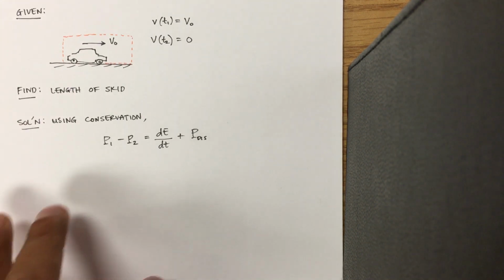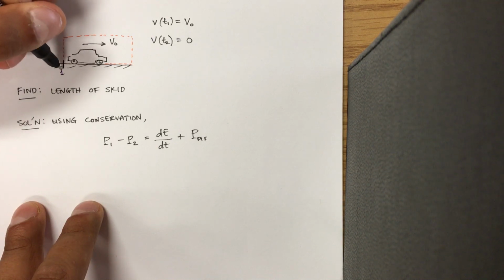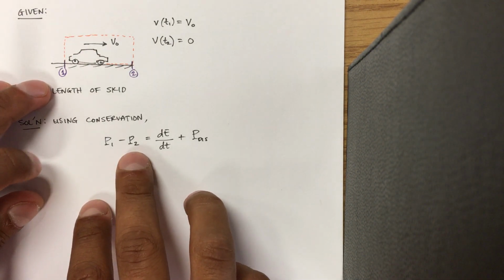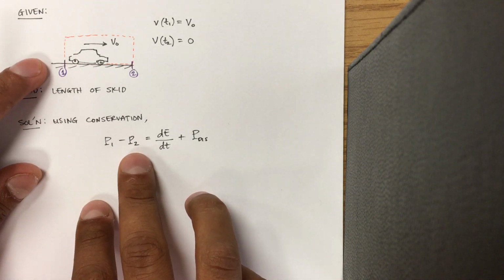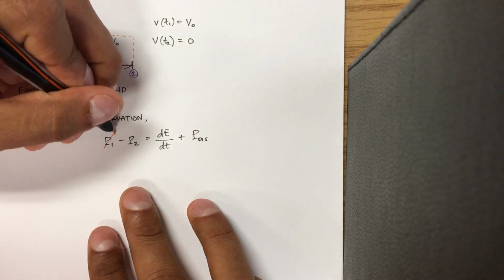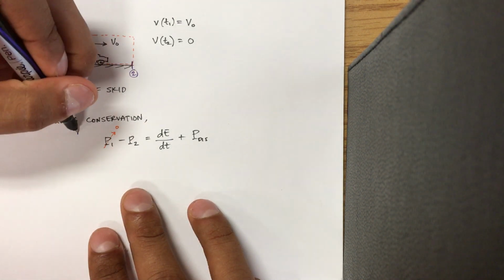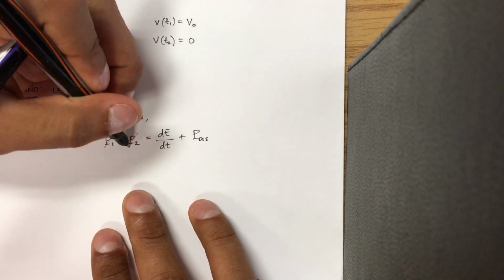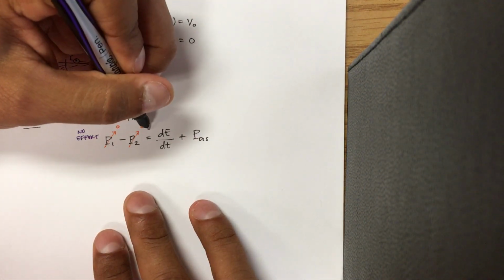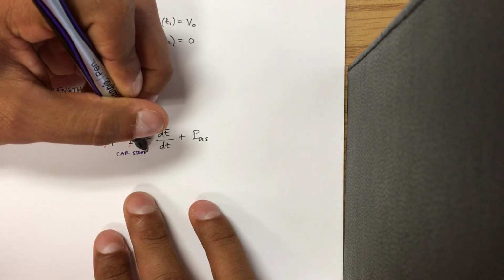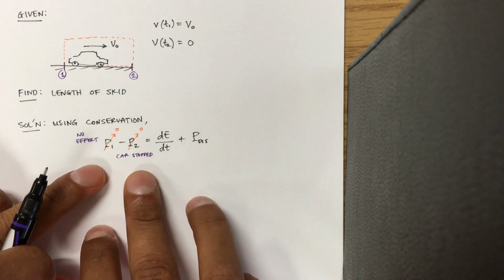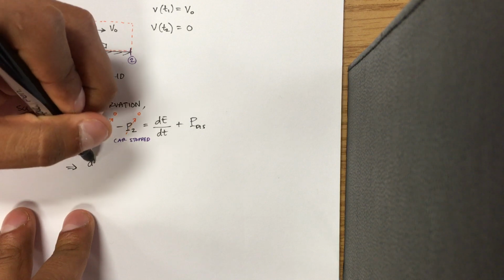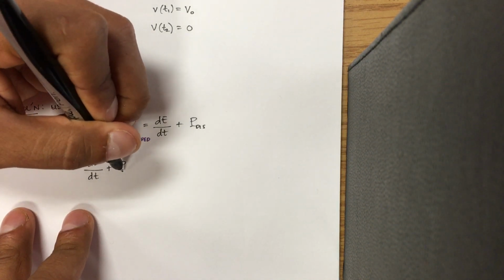Where this would be when the car applies its brakes and it skids to a stop right here. So notice if we look at the power, there is no power coming into this system, so there's no effort. So the power P1 is 0. Let me write here no effort. And furthermore, at time t2, the car has come to complete stop. So let me write here, car stopped at state 2. So those two quantities equal 0. And therefore, I can simplify this to be just the change in energy, dE/dt, plus P dissipated equal to 0.